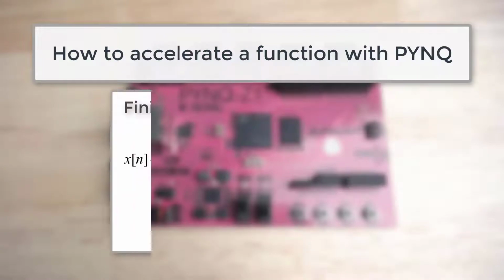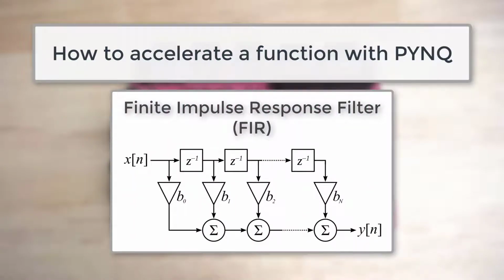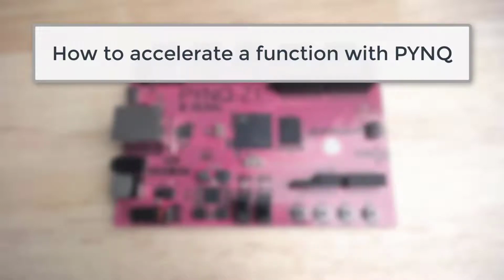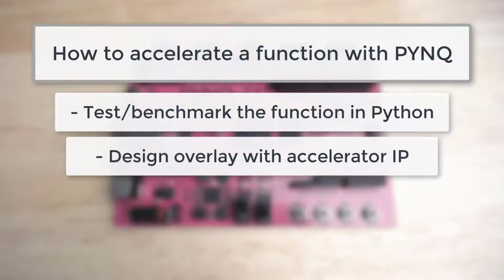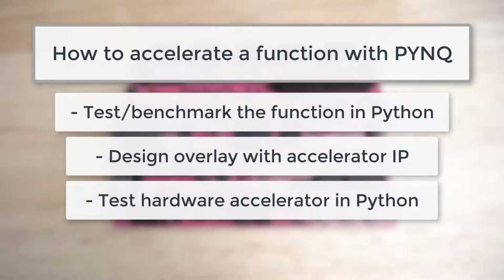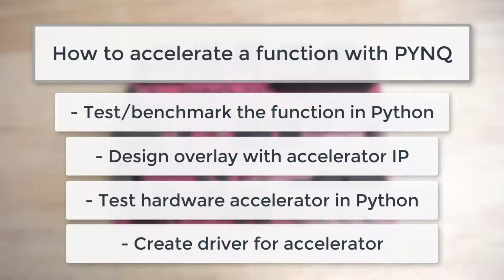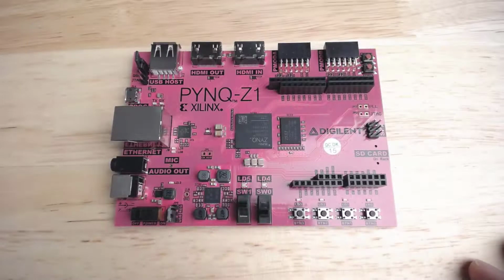In this video, we are going to accelerate a function with PYNQ. The function we're going to accelerate is the finite impulse response filter. To start things off, we're going to test or benchmark the function in Python. Then we're going to design an overlay in Vivado with the accelerator IP. Then we're going to test the hardware accelerator in Python. And then finally, we're going to create a driver for that accelerator.